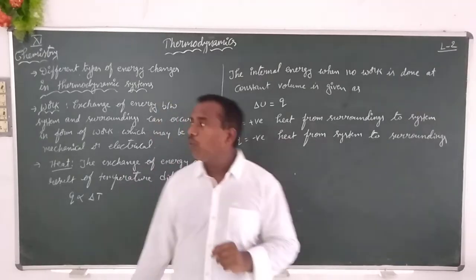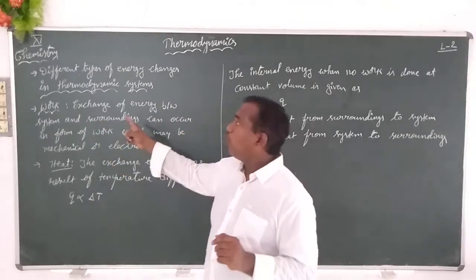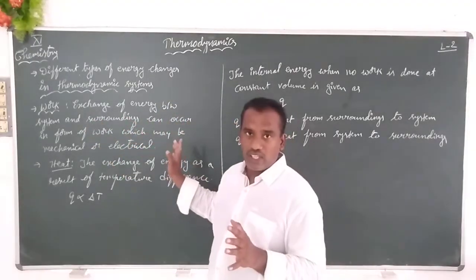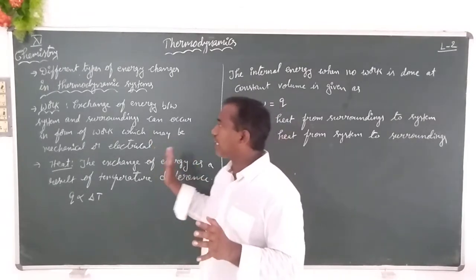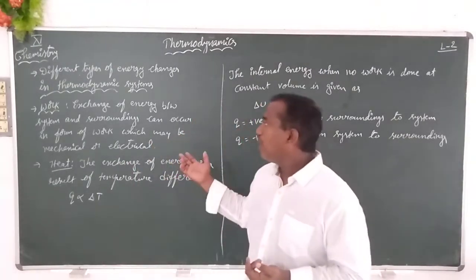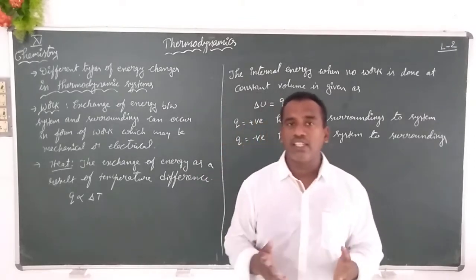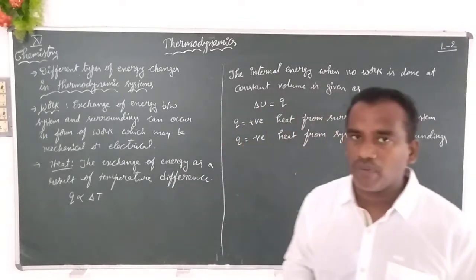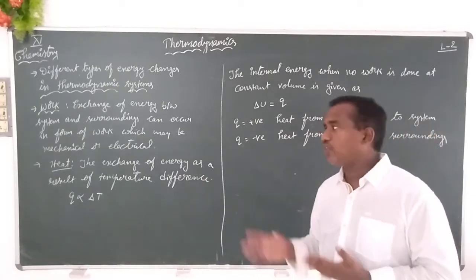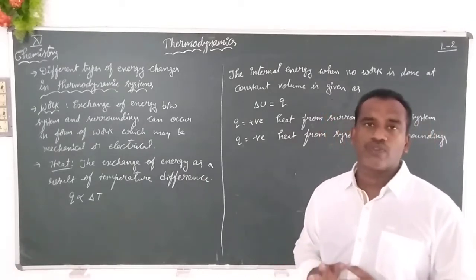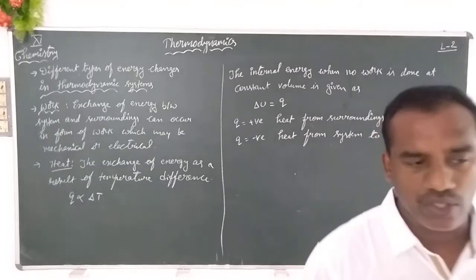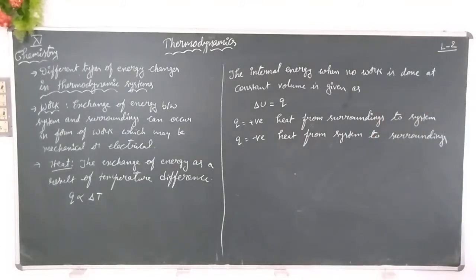Then what is the work done? The W. Exchange of energy between the system and surroundings can occur in the form of work, which may be either mechanical work or electrical work. Some children did not get these definitions: what is meant by work and what is meant by heat change. So these are the small definitions for work and heat change. Write down these two definitions, children. We are taking one important concept now.